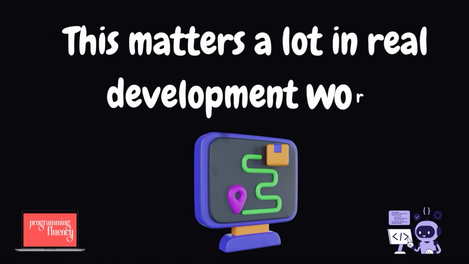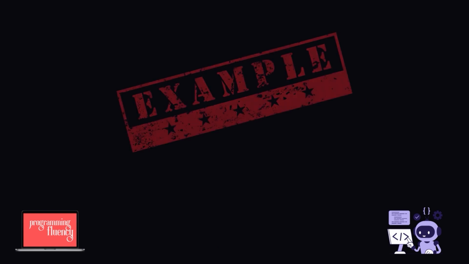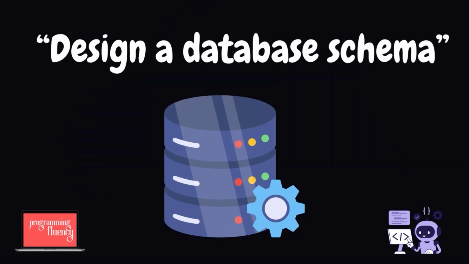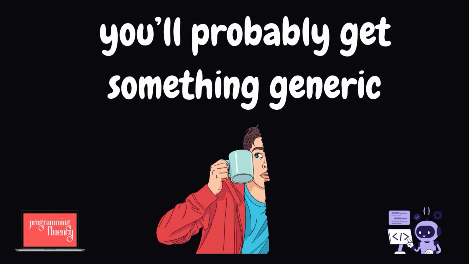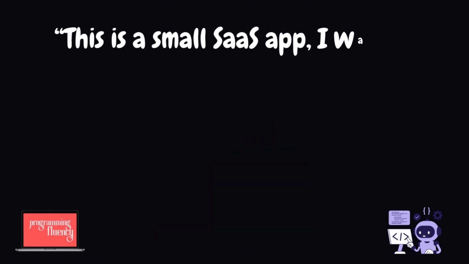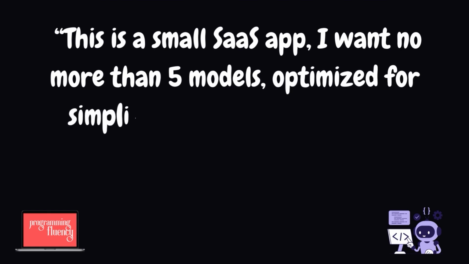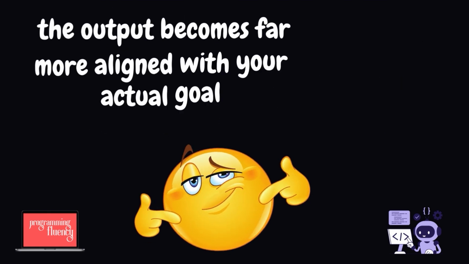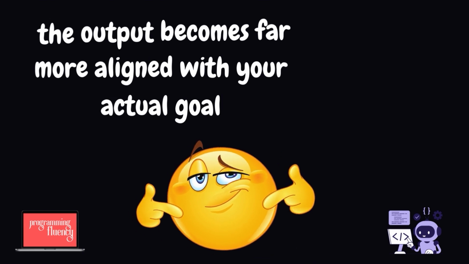And this actually matters a lot in real development work. For example, if you're building a SaaS app and you ask, design a database schema, you'll probably get something generic, right? But if you say, this is a small SaaS app, I want no more than 5 models optimized for simplicity and maintainability, the output becomes far more aligned with your actual goal.